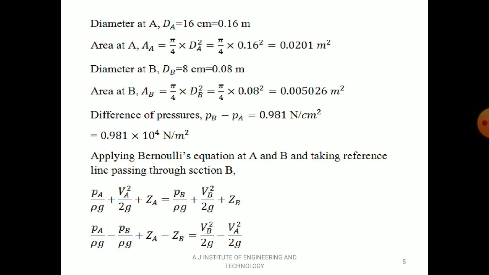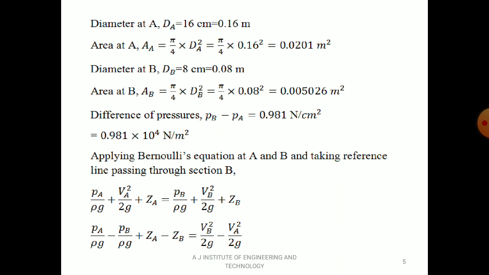Now applying Bernoulli's equation at A and B and taking the reference line passing through section B. That's what I told in the problem. Assume section B is passing through the datum or reference, so that ZB value equals 0. So PA divided by rho G plus VA square divided by 2G plus ZA equal to PB divided by rho G plus VB square divided by 2G plus ZB. Just rearrange: PA by rho G minus PB by rho G plus ZA minus ZB equal to VB square divided by 2G minus VA square divided by 2G.